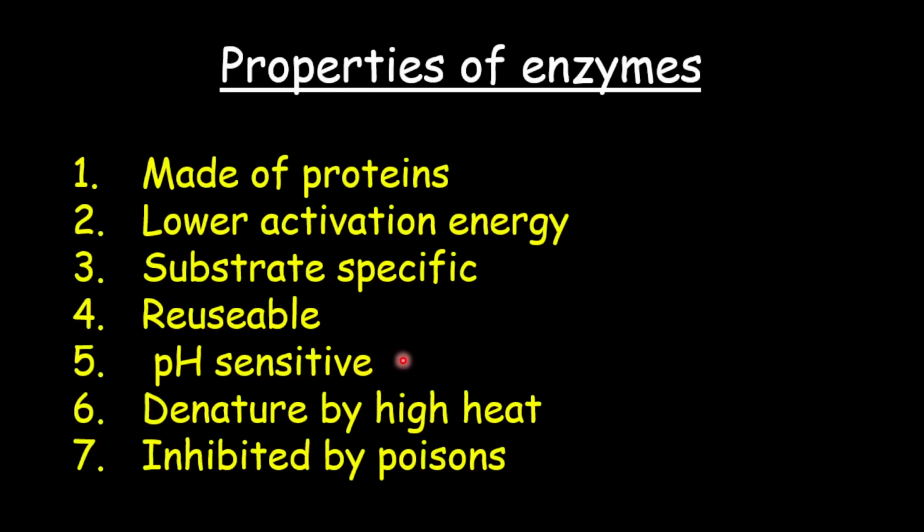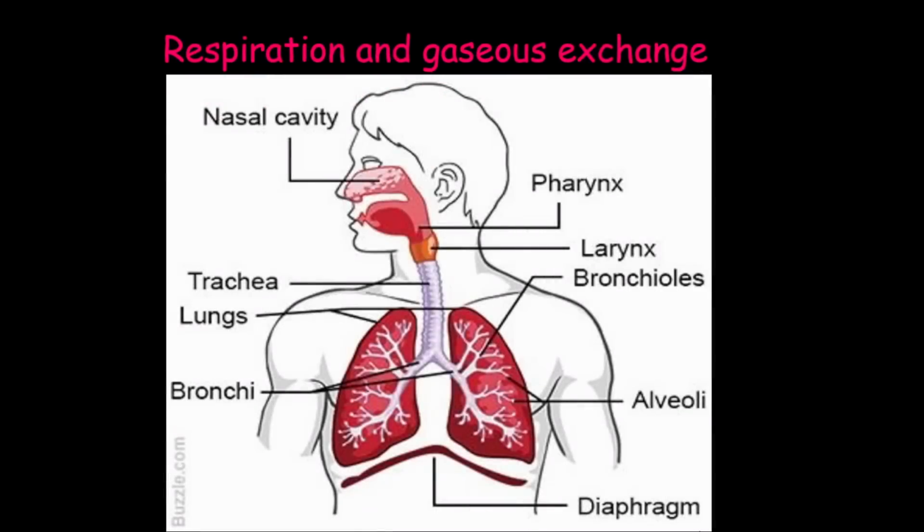They are sensitive to pH, so they are pH sensitive. They're denatured by high heat as well. They are inhibited by poison, so poison will stop them from working or prevent them from working effectively. All right, so those are some of the things that you need to know about the properties of enzymes. Now, the respiratory system and also gas exchange is something that you need to pay attention to.